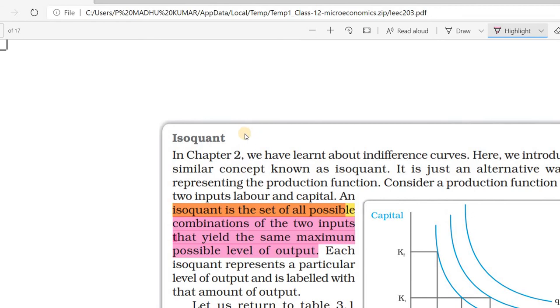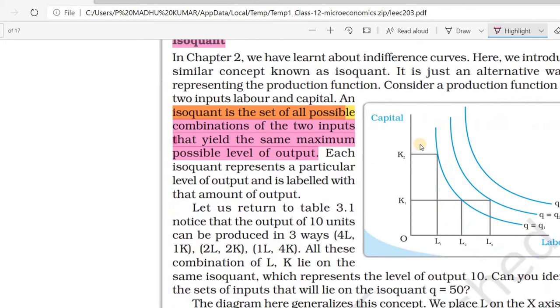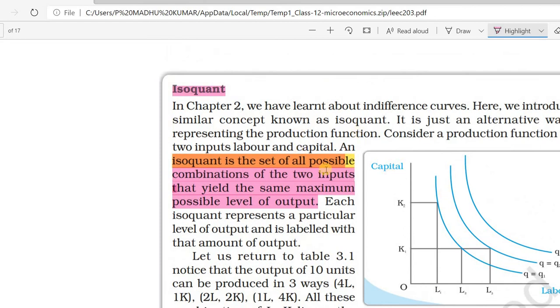What is an isoquant? We studied the indifference curve. What is an indifference curve? It is a set of possible combinations of two goods. Same like that, in production, there we took two goods like apple or banana. Instead of that, here we are taking labor on the x-axis and capital on the y-axis. Then what is an isoquant? An isoquant is the set of all possible combinations of two inputs that yields the same maximum level of output.